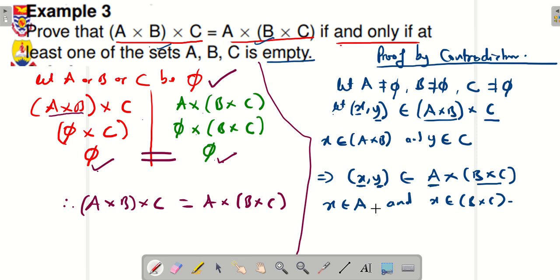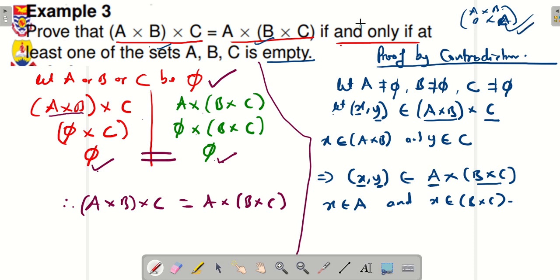Now, remember that we made an assumption that A is not an empty set, B is not an empty set, and C is not an empty set. If A, B, and C are all not empty sets, then per the definition of Cartesian product, remember that A cross B is not the same as B cross A. The only way A cross B and B cross A can be the same is when either A is equal to B or A or B is an empty set.